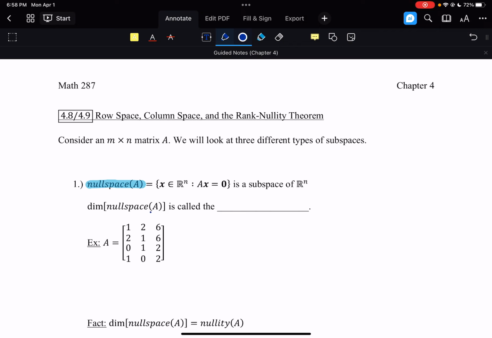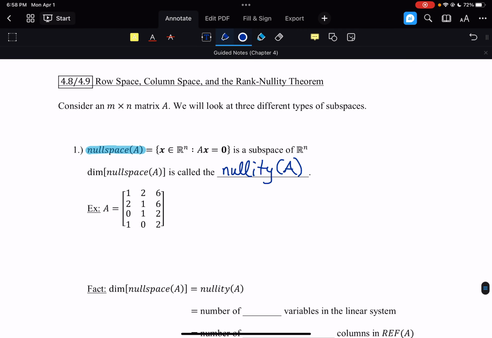The dimension of the null space of A gets a special name. This is called the nullity of A. So the dimension of the null space is called the nullity. For example, if we take this matrix here, without going into all of the details of the ERO row reduction, this matrix, when put into row echelon form, gives us 1, 2, 6, then 0, 1, 2, and then 2 rows of all zeros.